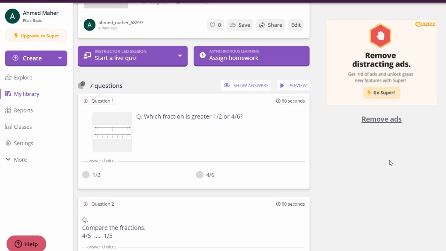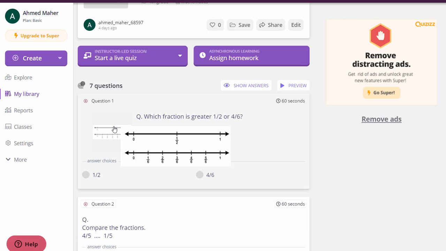Yes, I am here. First question, which is greater? 4 over 6. Can you explain? Of course, my hero. You can use the number line or you can use the scissors. Which one do you want to use?